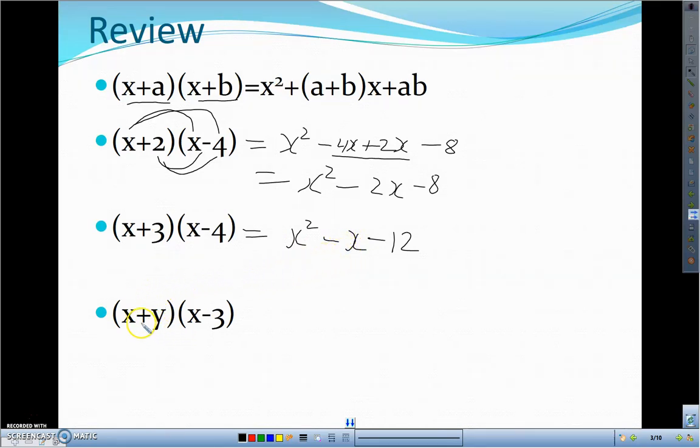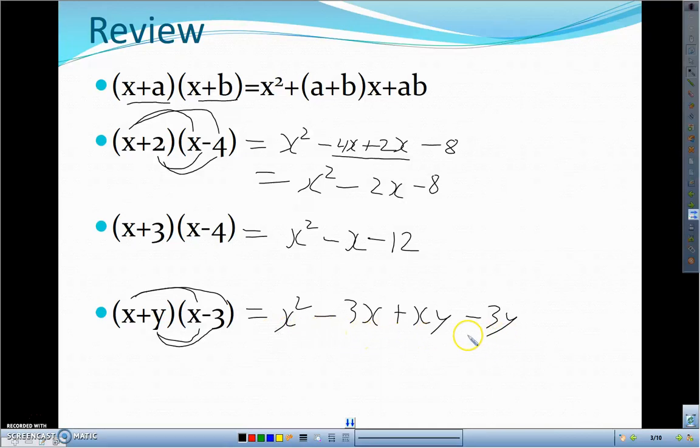This last one we can't use a shortcut for because it's got this y. So we actually have to expand it the long way. X times x is x squared. X times minus 3 is minus 3x. Y times x is plus xy. I usually put my x first, just like the alphabet. And y times minus 3 is minus 3y. And this cannot be simplified any further because the xy, the 3x, the 3y, they are all unlike terms.